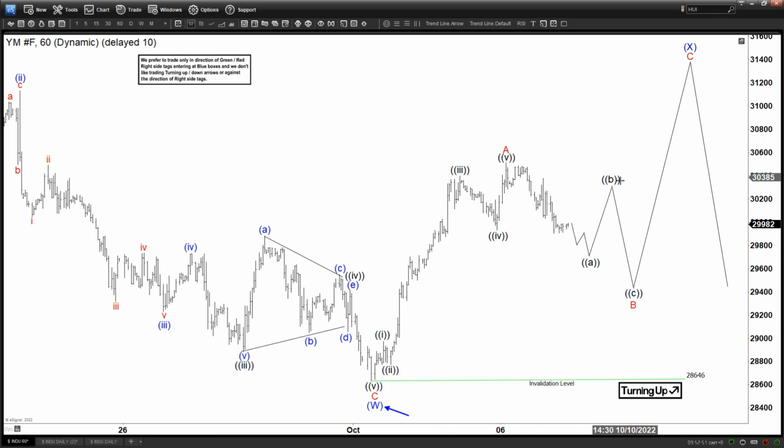Now looking to do possibly a bearish pullback in the B, and then as long as we stay above here, we can go up again C to finish the X. Once the X is completed, of course, we're going to go down again, eventually breaking below 28,646 again. All right, so this is the expected short-term path.